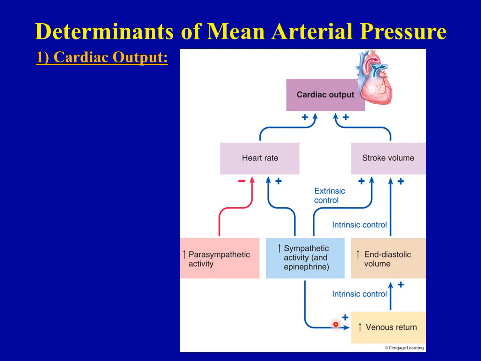So if the systemic veins constrict in response to sympathetic activity or epinephrine, this will lead to an increase in the venous return. An increase in the venous return, through the Frank-Starling law of the heart, will increase the end diastolic volume, which in turn will increase the stroke volume or the force of contraction that is generated, and an increase in the stroke volume will lead to an increase in the cardiac output, which in turn will increase the mean arterial pressure.